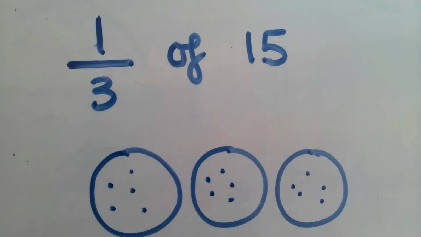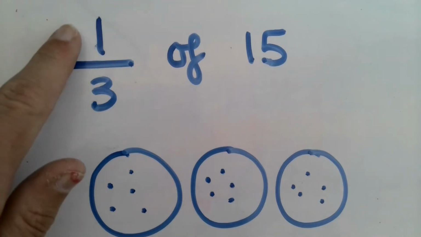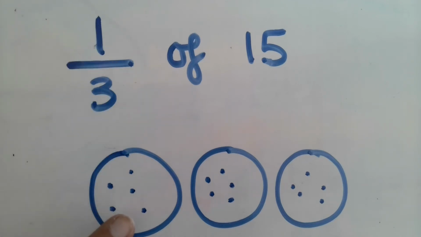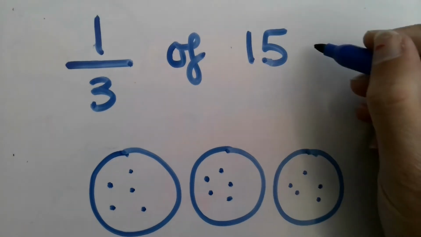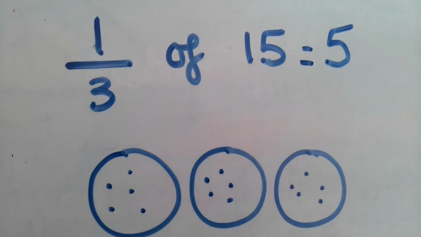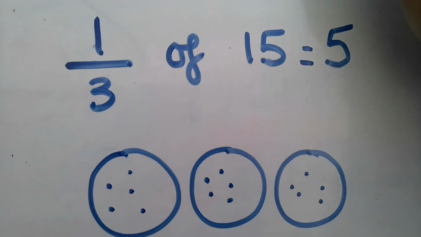Okay, I have shared out my 15 into 3 equal groups. I need to look how many groups I need to be looking at. Just one group. In one group, how many dots have I got? That's right. I have got 5 dots. Let's just check that I've got the same in each one. 1, 2, 3, 4, 5. 1, 2, 3, 4, 5. So 1/3 of 15 is 5.